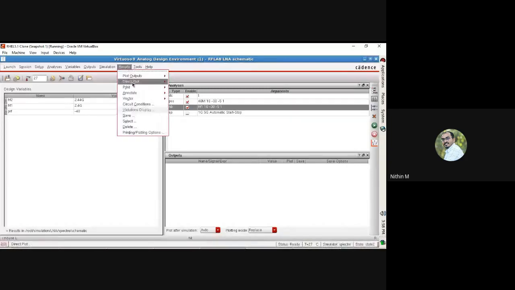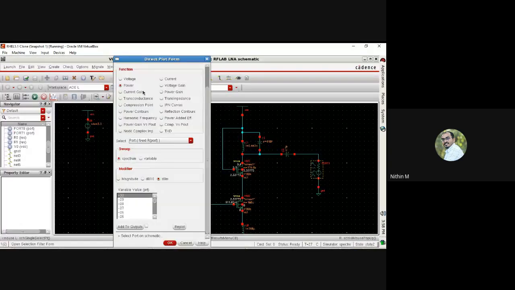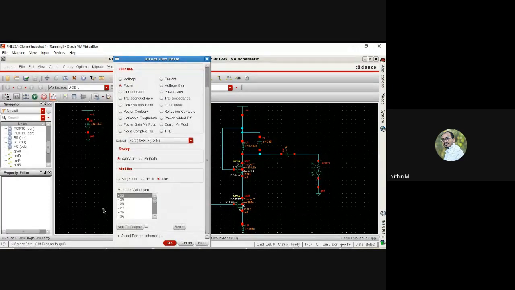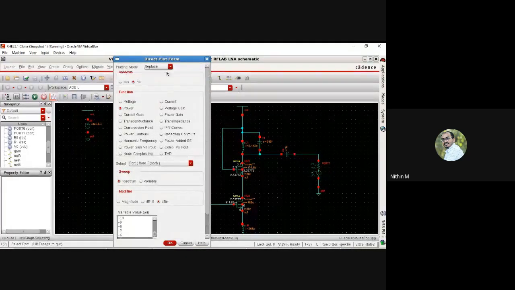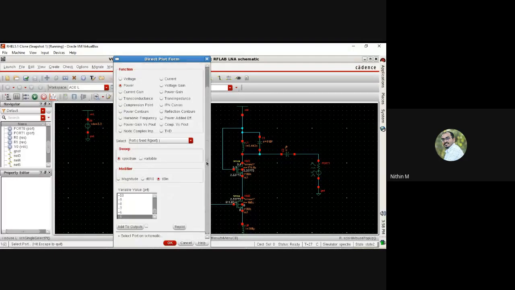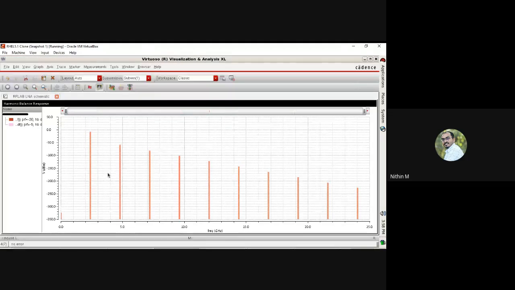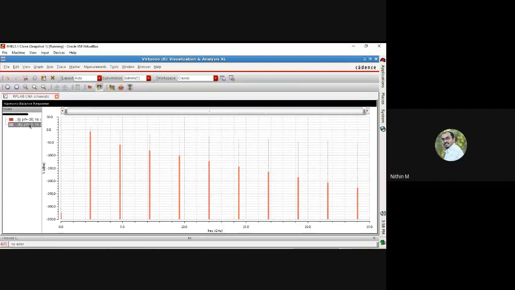Now, by directly going to results, direct plot from main form, again I make sure that HB is there, power is enabled, and dBm. So instead of plotting the output harmonics for minus 30, I will take minus 5 dBm as my input power, make sure that this is append, and then I'll go to the port and select this port. That gives me the harmonics at the output of the same amplifier when your input power is minus 5 dBm.